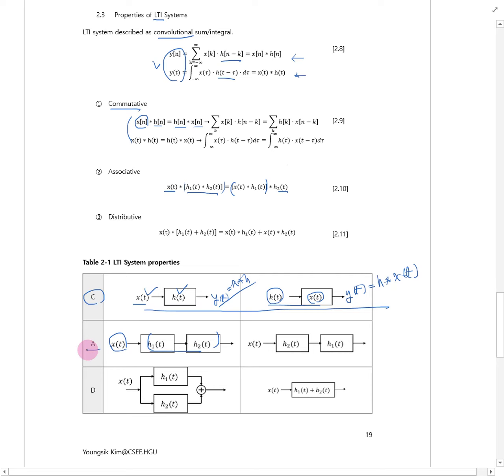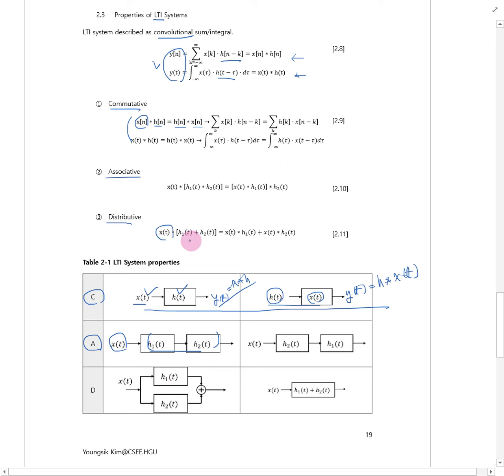That is associativeness. So we can apply any pair of signal and response first. It doesn't matter the sequence. We can do this one first, or we can do this one first, or we can exchange them. It doesn't change the system response. That is associativeness.